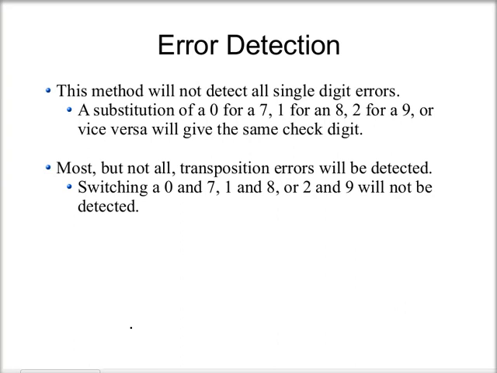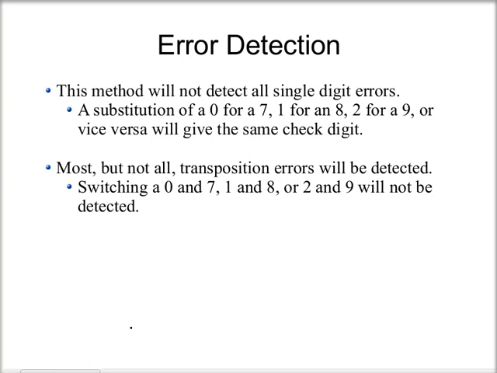So how good is this method at detecting errors? Well, unlike the division by 9 scheme, this division by 7 scheme is not going to detect all the single digit errors where just one digit is typed in wrong. If you type in a 0 instead of a 7, or a 1 instead of an 8, or a 2 instead of a 9, or the opposite way around, then you're going to get the same check digit. So it's not going to detect that error.